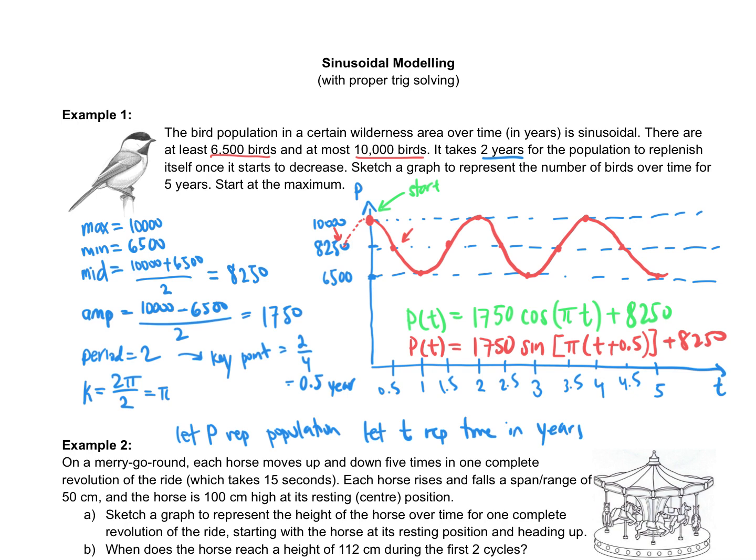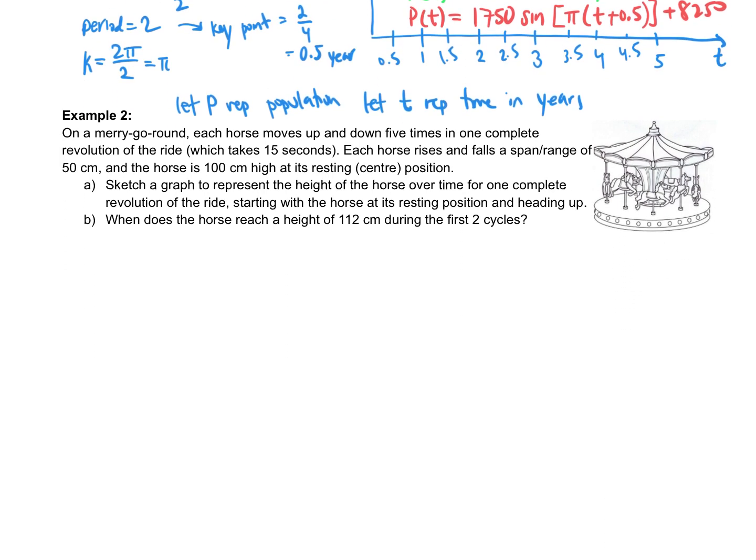But there we are. Our first example, it was a population example. We were given the max, the min, the period, and with that, we were able to get the rest of our properties. So let's try another one.